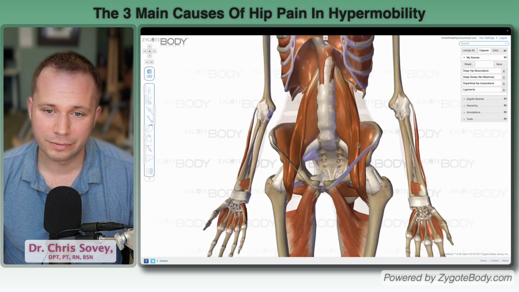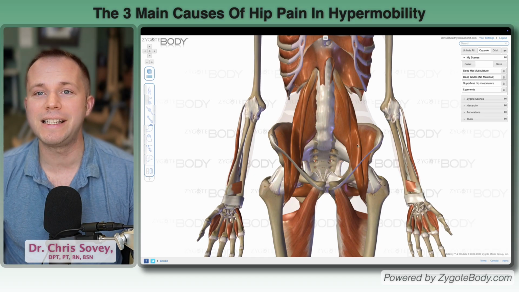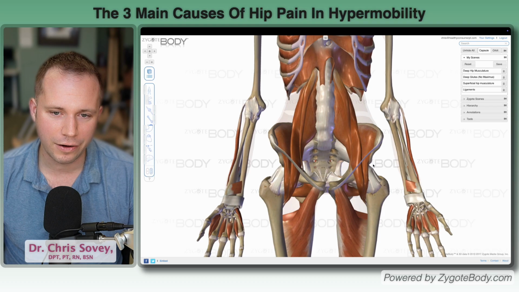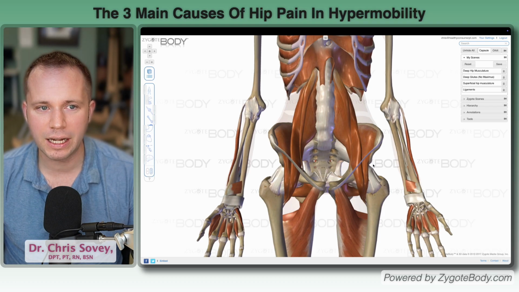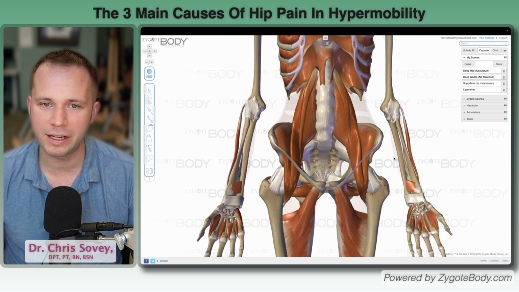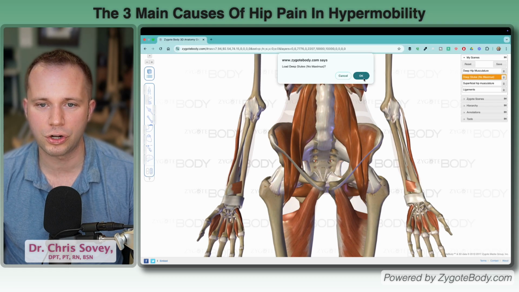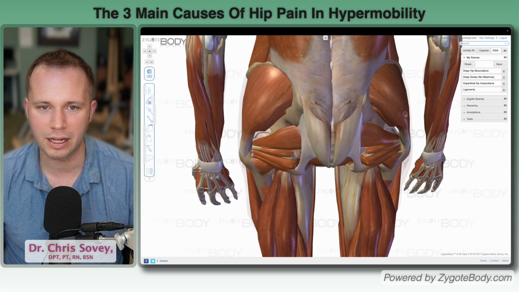Now, do you want to release these tissues? A lot of people get deep release of these areas. Sometimes it can help, but it can also be overdone. And if you're not strengthening at the same time, then that can cause some issues, because you just took away the one thing that is stabilizing the hip.